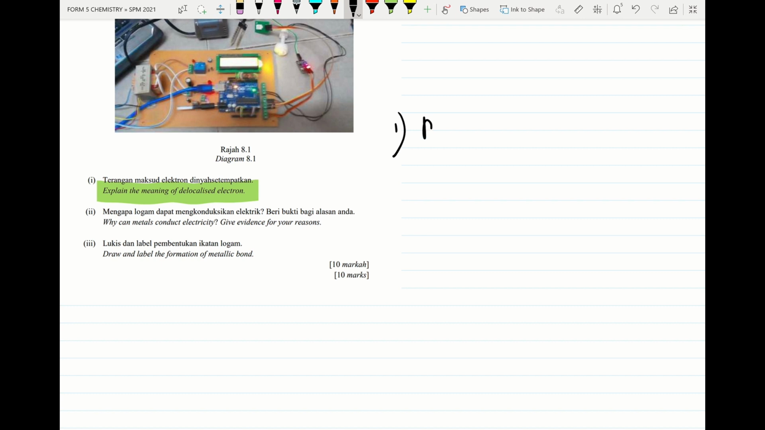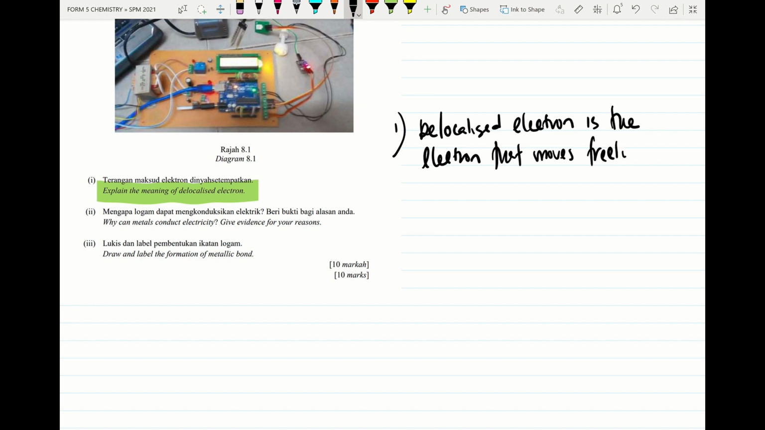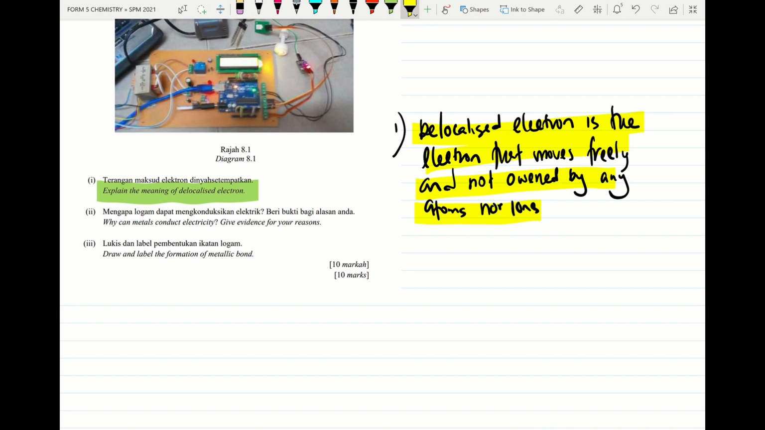So question 1, how to answer delocalized electron. A delocalized electron is an electron that moves freely and is not owned by any metal atom or any ion. So this is the answer we should write. The delocalized electron is the electron that moves freely and is not owned by any atoms or any ion.